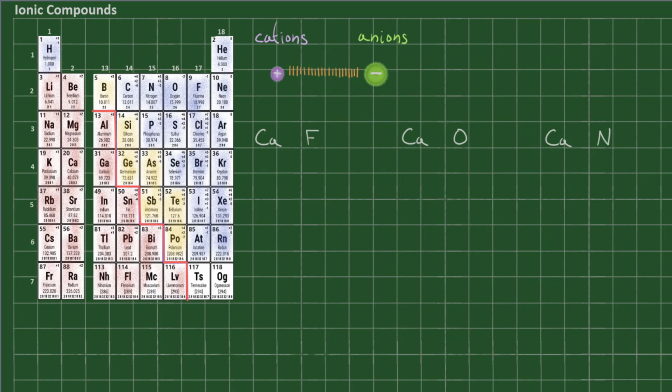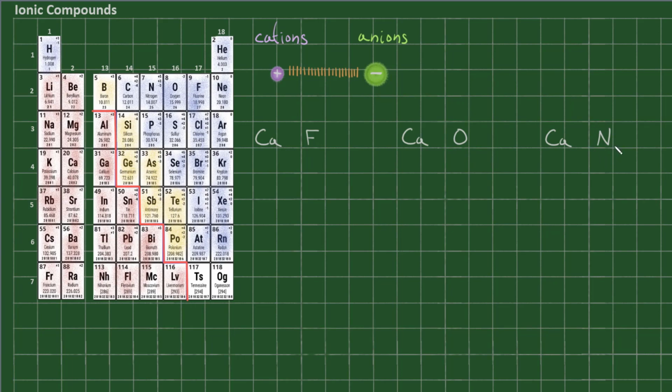Hello good people, I'm going to continue talking about ionic compounds. I'm going to look at the shortcut we can use to predict the ionic formula of a compound when given a metal and a non-metal. I have written three scenarios, each involving calcium as the metal and three different non-metals. In the first scenario we have fluorine, in the second oxygen, and in the third one nitrogen.